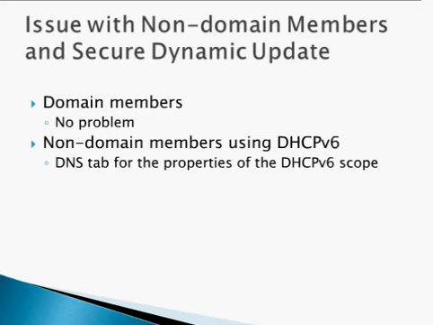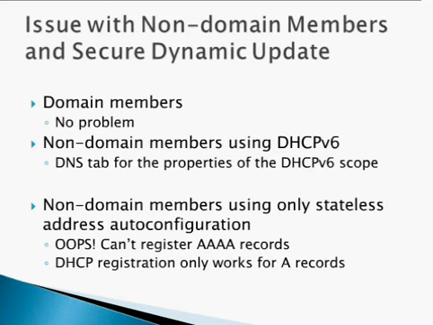So there's a DNS tab on the properties of a scope. You say, go ahead and register on behalf of the clients. But that's if you're using DHCPv6. Now here's where it gets interesting. If you're using non-domain members and they're doing just stateless address auto-configuration, they'll get their A records registered because they're using DHCP and the DHCP server is registering their records on their behalf, but their quad A records corresponding to their stateless IPv6 addresses are not being registered because they can't, because they don't have credentials, because the DHCPv6 server is not involved in doing this on their behalf.